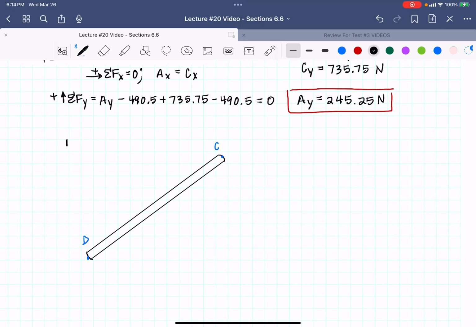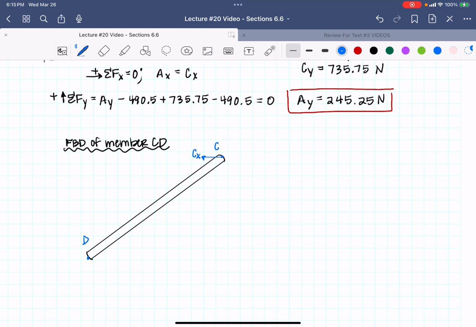So this is my free body diagram of member CD. When I look at member CD, I've got the reaction forces at C. Now remember, I have to assume they are opposite of what I had them on the other drawing. So I assumed that C of x was to the right, which means on this one, I'm going to have C of x to the left.